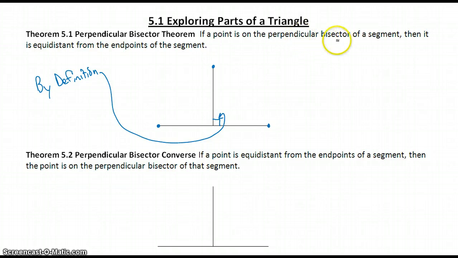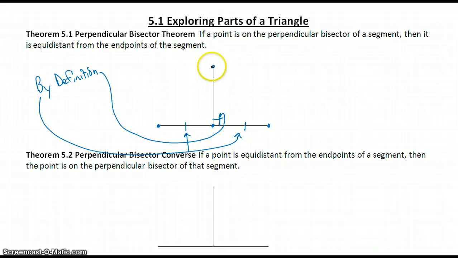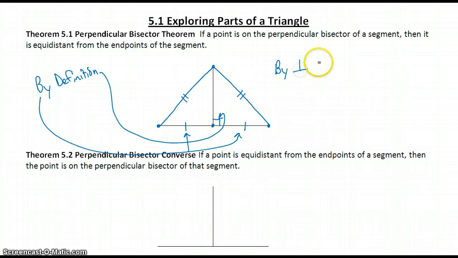And if it's a perpendicular bisector, this point has to be the midpoint of this segment, which means that these two segments are congruent. So by definition, this is true. The rest of the theorem states that this point will be equidistant from either endpoint. So if I draw in the distance from this point to the endpoint, this segment will be congruent to this segment. That's by the perpendicular bisector theorem.